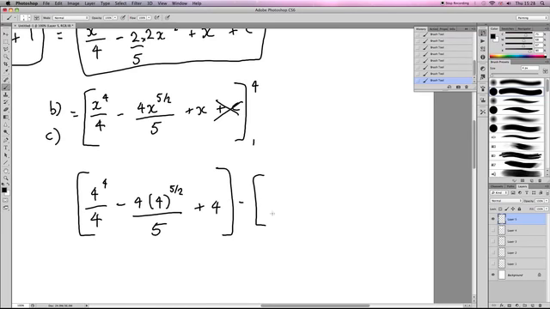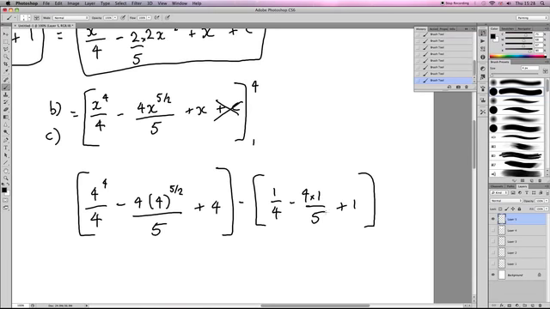So you want to minus your substitution of your lower limit. That'll give you a lower value. So it'll be 1 to the power of 4, which is just 1. And again, it will just be 4 times 1 to the power of 5 over 2, which would just give you 1 again. And plus 1. So there you are.